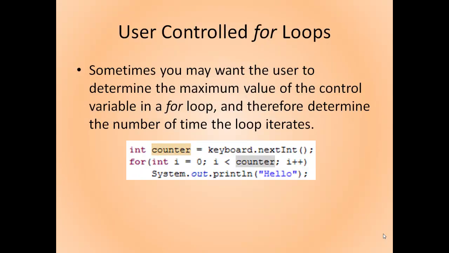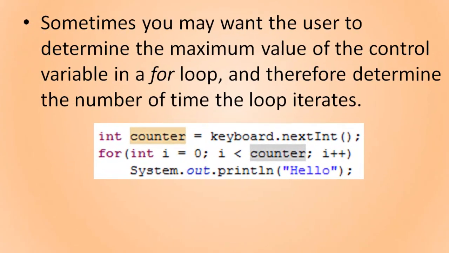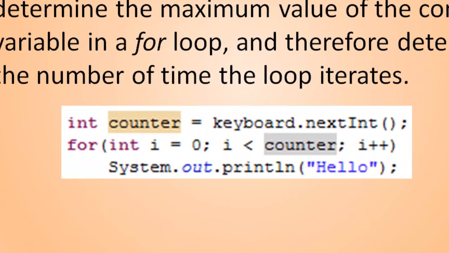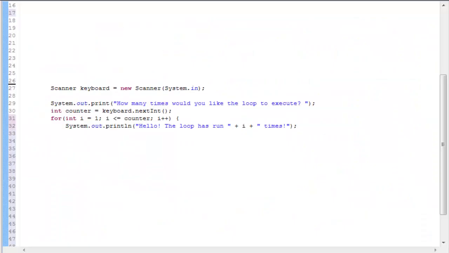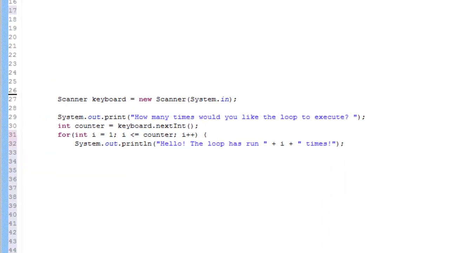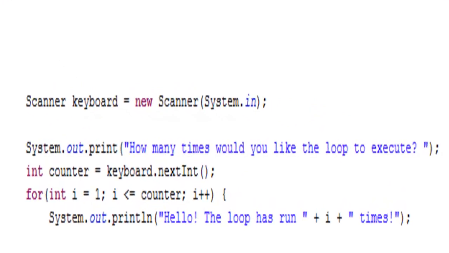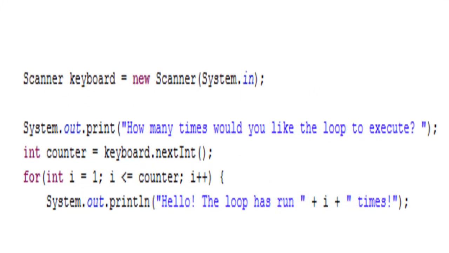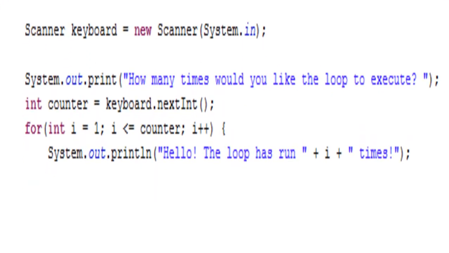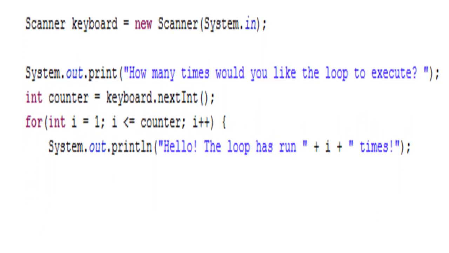Sometimes, you may want the user to determine the maximum value of the control variable in a for loop, and therefore determine the number of times the loop iterates. The code below takes in an integer from the user and uses that in its Boolean expression. In our final coding example, I'll be demonstrating a user-controlled loop. I start off by declaring a new scanner called keyboard. I then ask the user how many times they would like the loop to iterate, using the variable counter to store the number in. Finally, I declare a for loop using the variable as the max value.